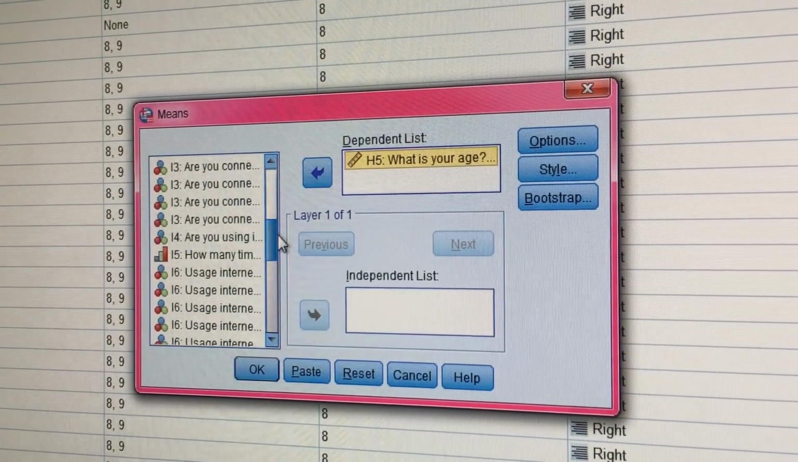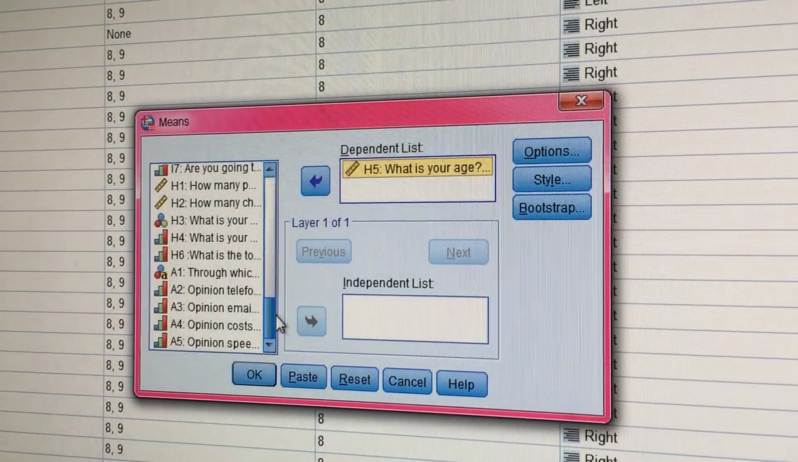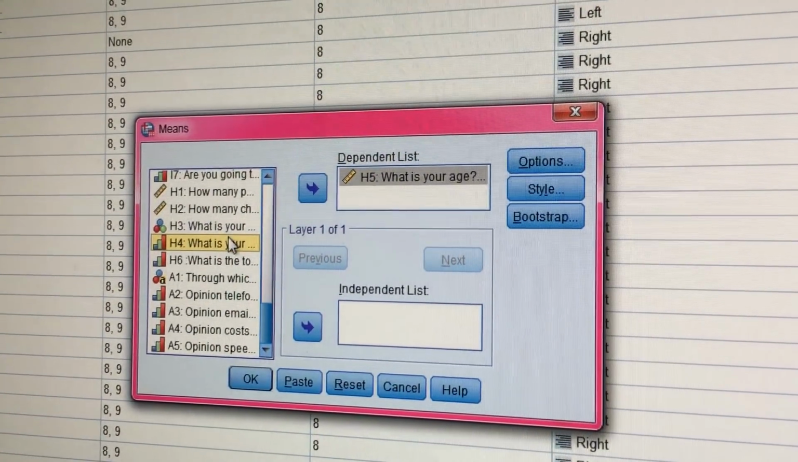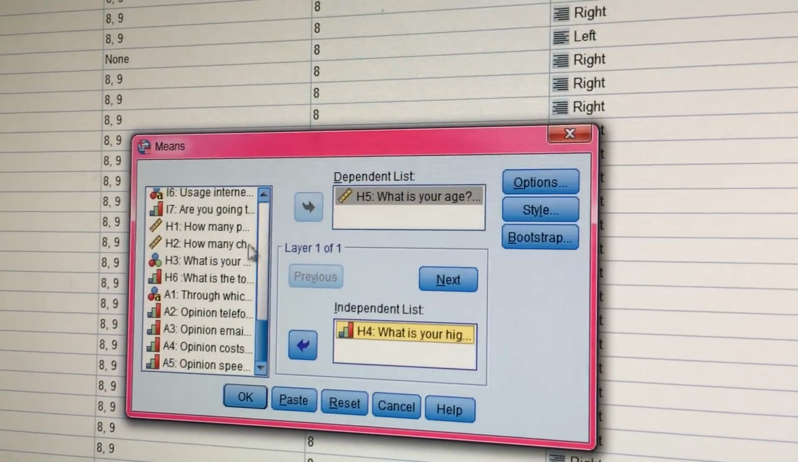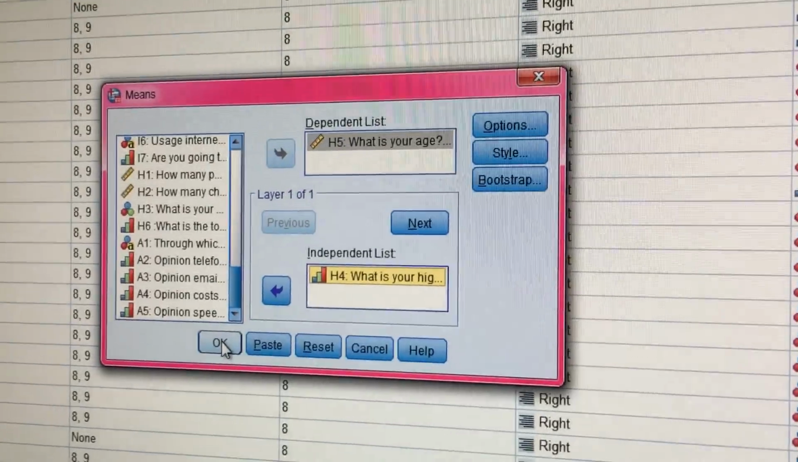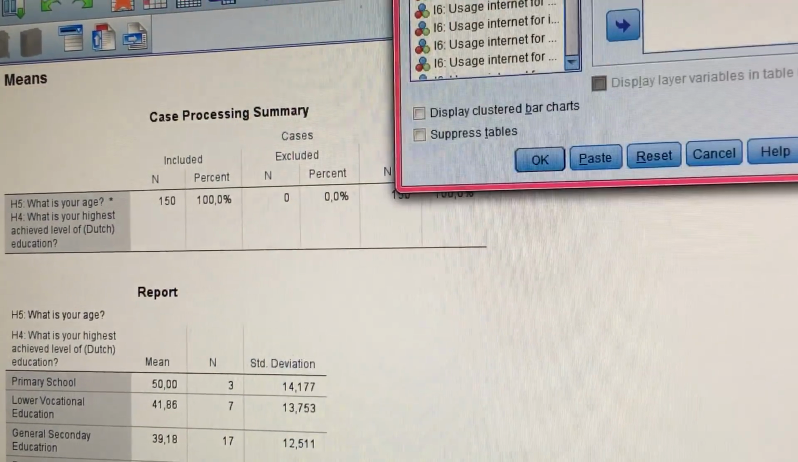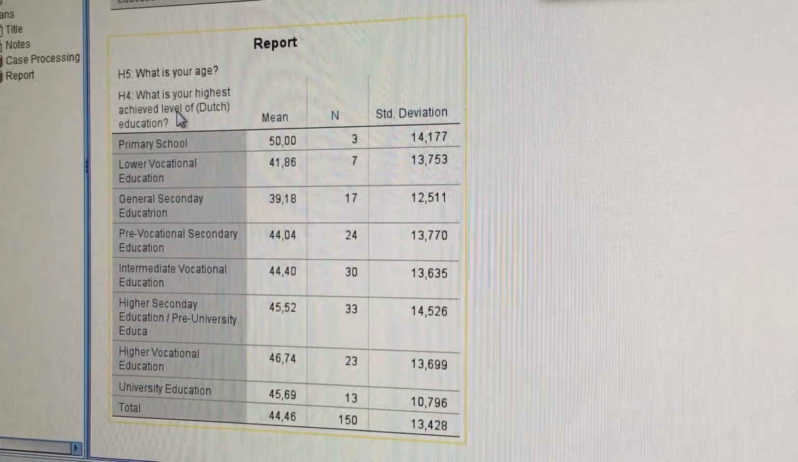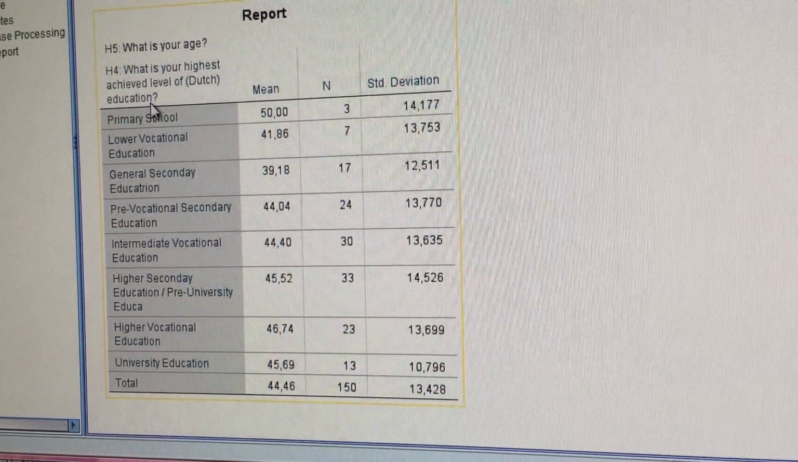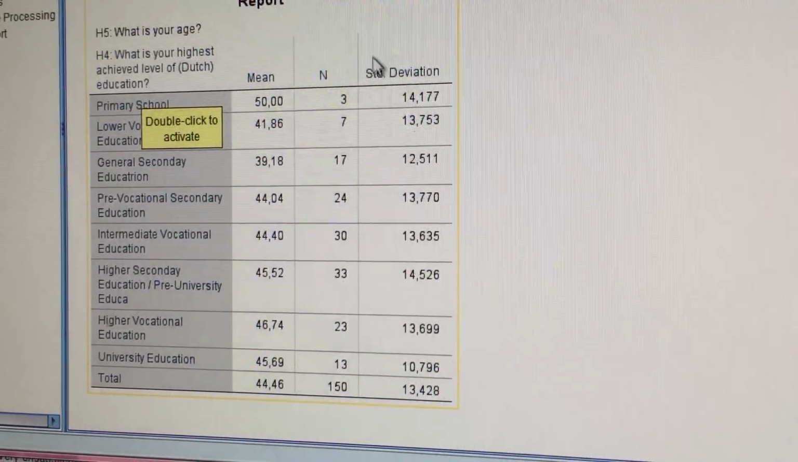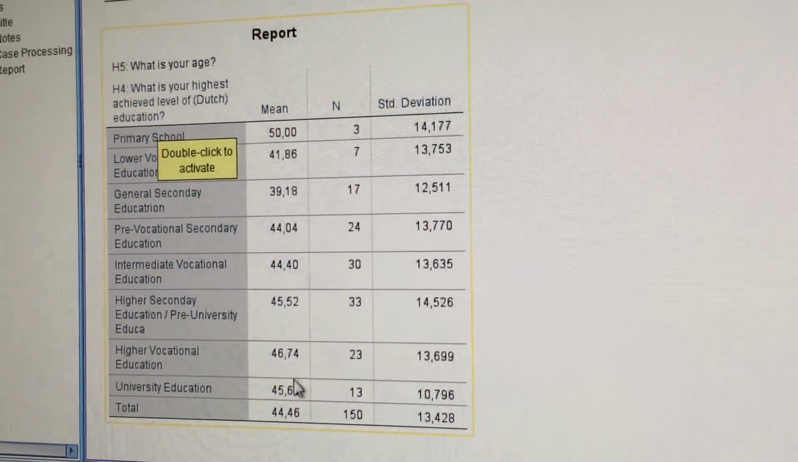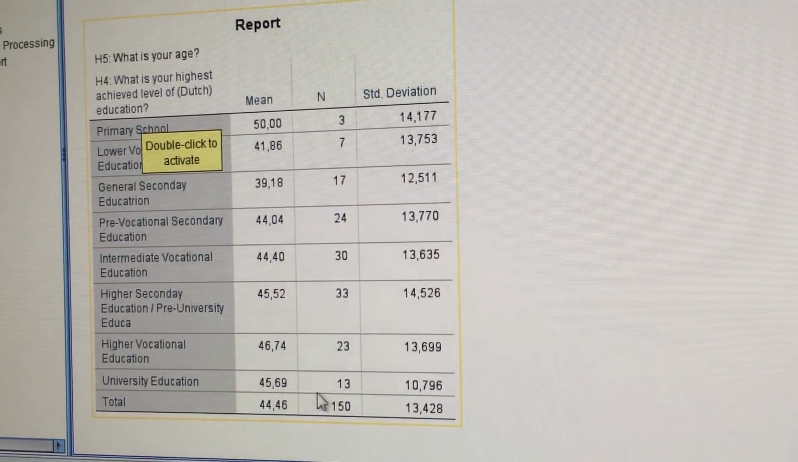Where is it? It's probably what is your gender on the top right. Yeah. Okay. Let's click OK. See what we get. Aha. Well, we didn't get gender, but we got it with what's your highest achieved level of Dutch education, which is also interesting. Here you see the means, and here you see total.